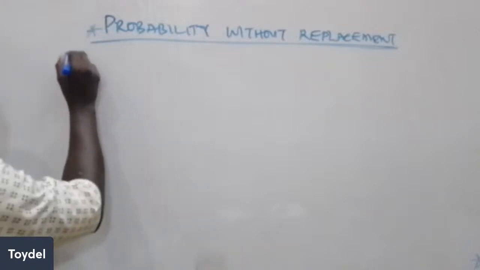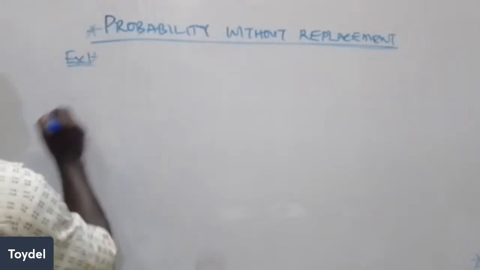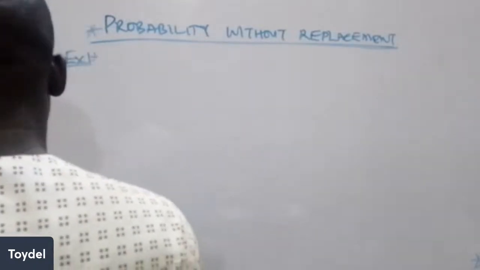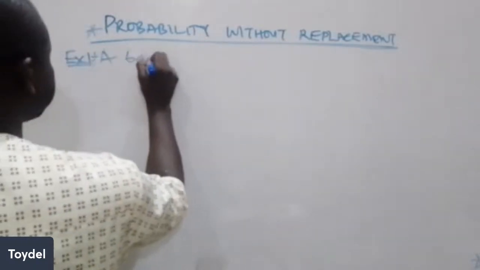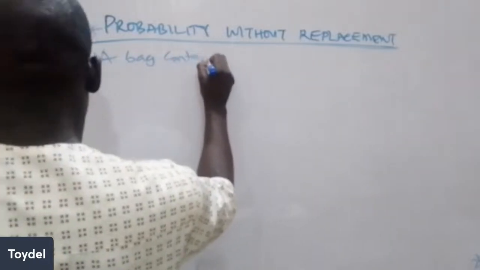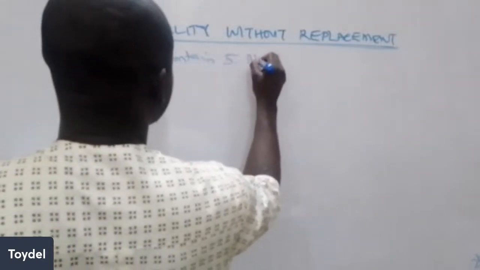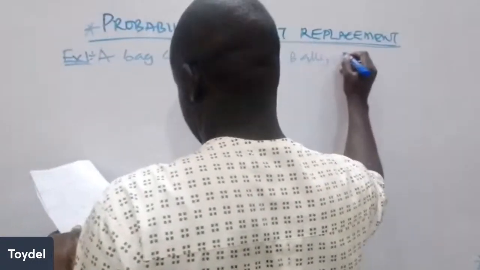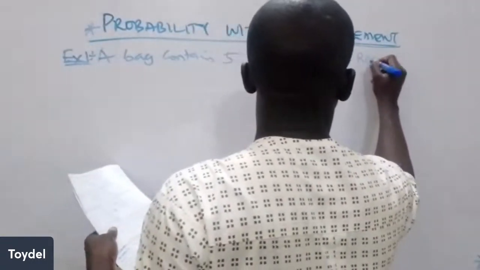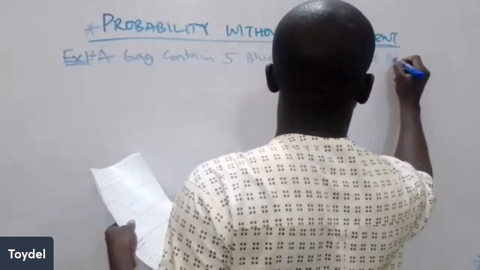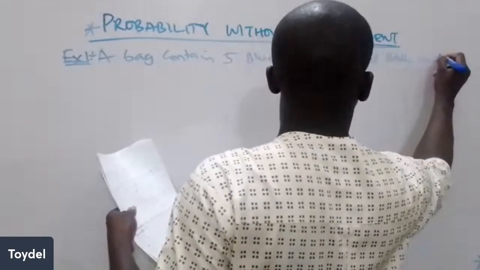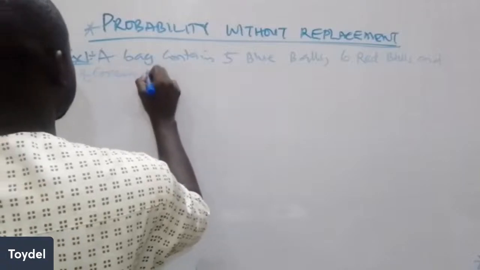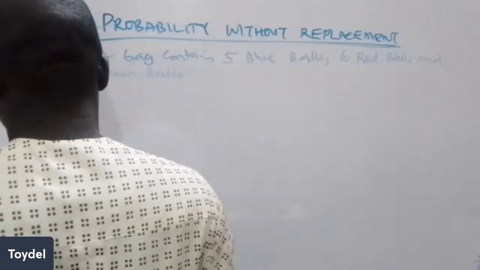So let's give the same example that we used the other time under probability with replacement, so that we'll be able to see the effect of this. We have a bag that contains 5 blue balls, 6 red balls, and 4 green balls. That's what we have.